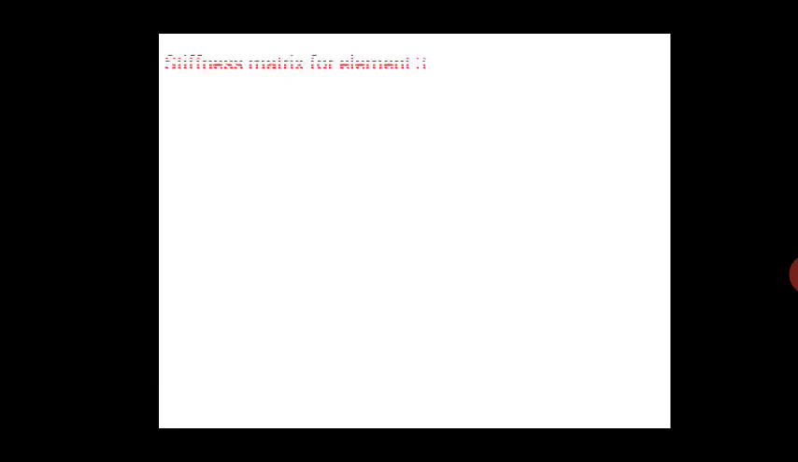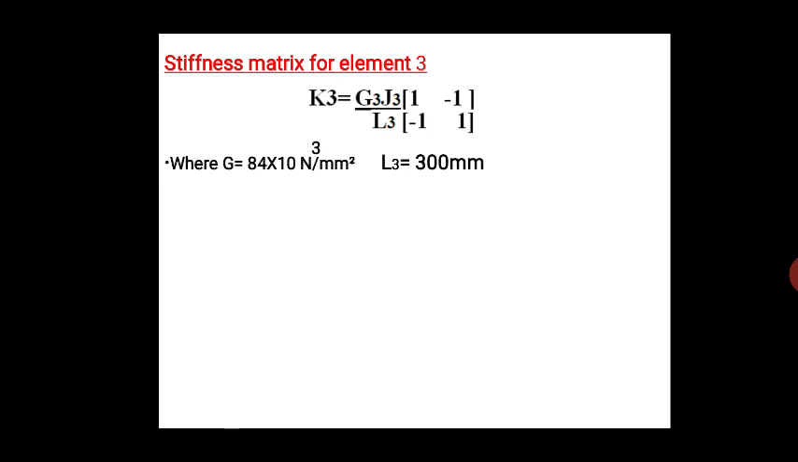Similarly, we have the stiffness matrix for element 3, which can be written as K3 is equal to G3 J3 divided by L3 into [1, -1; -1, 1], where G3 is 84 GPa, converted to Newton per mm square, that is 84 into 10 raised to 3 Newton per mm square, and the length of the third element is 300 mm.